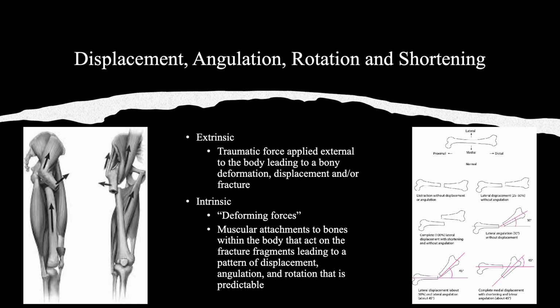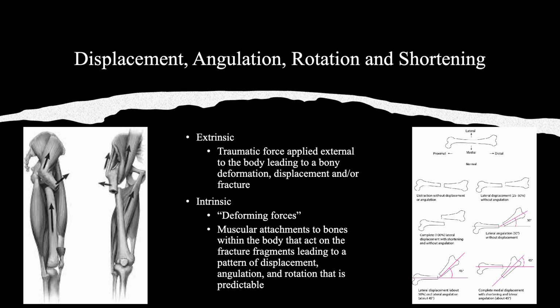Displacement, angulation, rotation, and shortening. These four are important and also sometimes difficult to get across on the phone or if you're not seeing the x-ray. But first we're going to talk a little bit about forces, the traumatic forces that are applied onto the fracture. If you have a complete fracture and then it displaces, you have different forces, the extrinsic forces and the intrinsic forces on that bone. The extrinsic force is the traumatic force that's applied external to the body, and that's what is actually leading to the bony deformation, the displacement and or the fracture that occurred. So that would be you got hit by a car. That's a traumatic force that was applied not inside your body. Then you have the intrinsic forces, which are known as the deforming forces, and that's the muscular attachments to the bone that act on the fracture fragments, and that leads to the pattern of the displacement, the angulation, the rotation that's predictable.